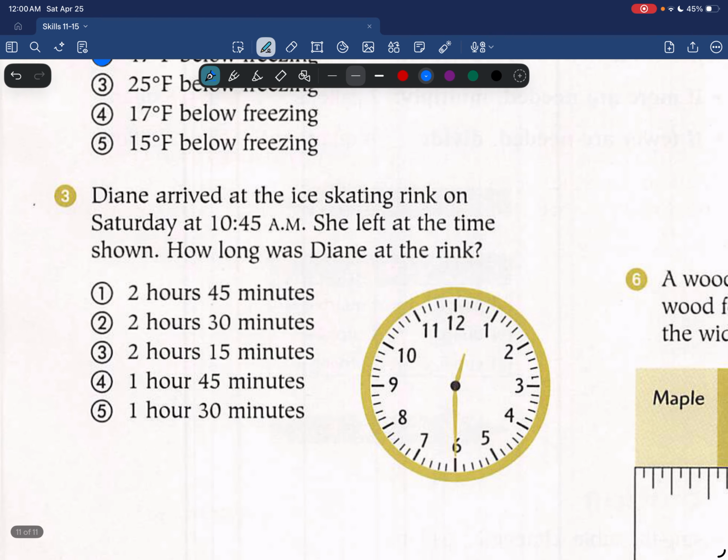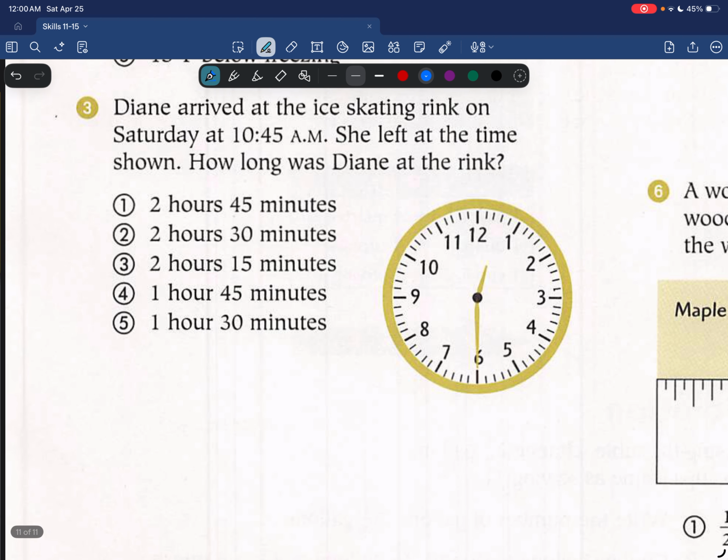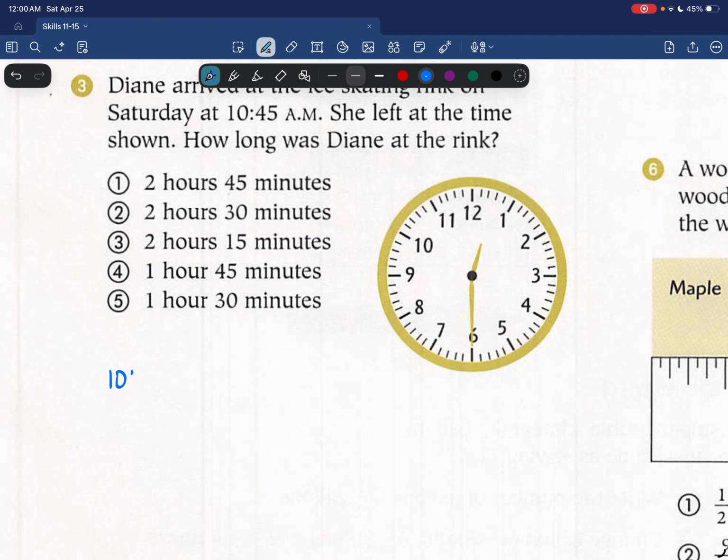Number 3. Diane arrived at the ice skating rink on Saturday at 10:45 a.m. She left at the time shown. How long was Diane at the rink? Well, if she arrived at 10:45 and she left at 12:30, we need to find the difference between those two times. And I'm going to show you 2 ways to do it. You could definitely do it other ways.